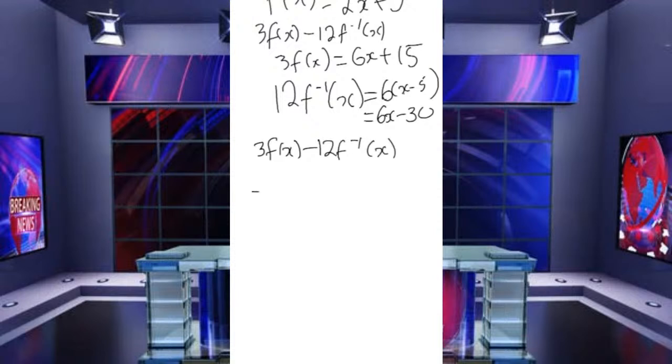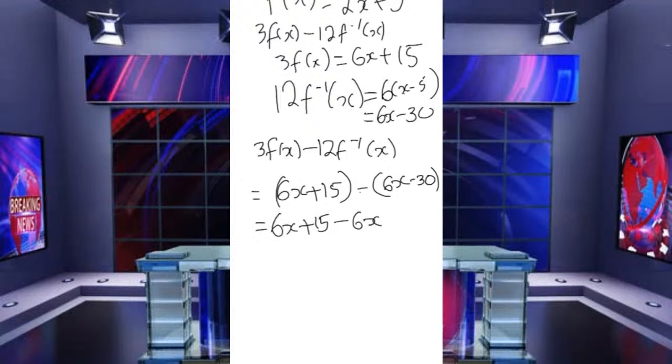So it's going to be 3f of x is 6x plus 15, minus 12f inverse of x is 6x minus 30. So that we have 6x plus 15. Then minus should enter this bracket, becomes minus 6x. Minus times minus here is going to give us plus. So that minus is going to change this negative to positive to have plus 30.